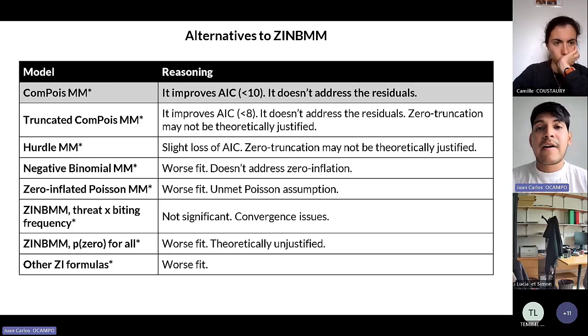Say, for example, the fact that our zero inflation may vary not by biting frequency, but by thread or by any of our other predictors, and we get a worse fit. Same thing, we also model the possibility that our zero inflation, our excess zeros, the probability is the same for all observations, worse fit. A zero inflated Poisson mixed model and a negative binomial, not zero inflated, mixed model. Those models were quite interesting.